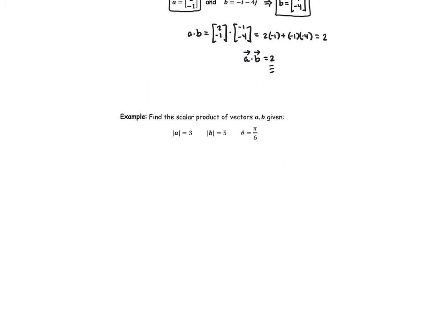Okay, example 2. Find the scalar product of the vectors A and B, given that we know a little bit of information. Okay, so we know that the scalar product of A and B is the magnitude of A times the magnitude of B times the cosine of the angle in between them. Okay, so I can find the scalar product using what I know, which is that the magnitude of A is 3, the magnitude of B is 5, and the angle between the two vectors is pi over 6.